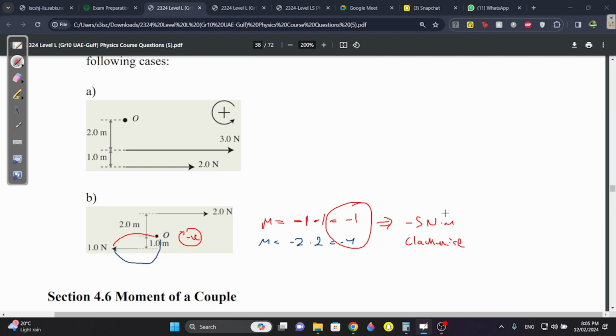Since they want the magnitude and direction, you don't put minus 5. We got the answer minus 5 Newton meter, but we want magnitude and we want direction. What's the magnitude of it? 5 Newton meter. What's the direction? Clockwise. Okay. This is how you write your answer.